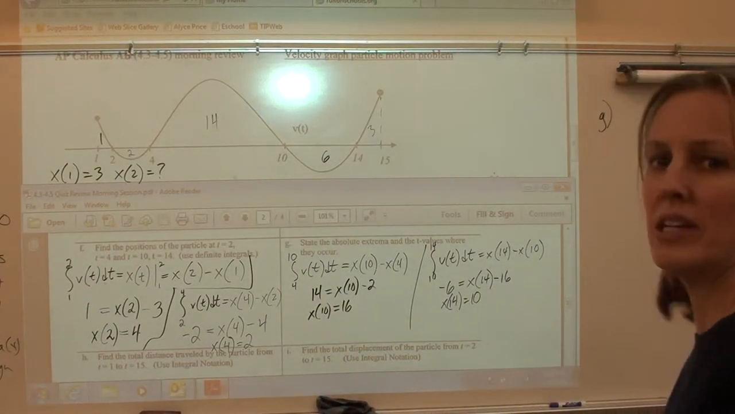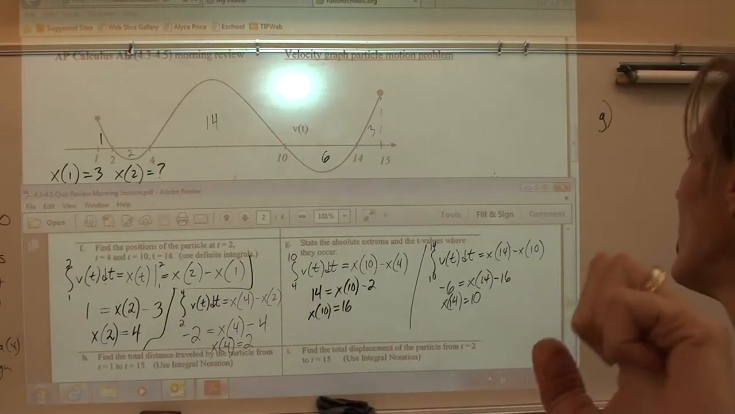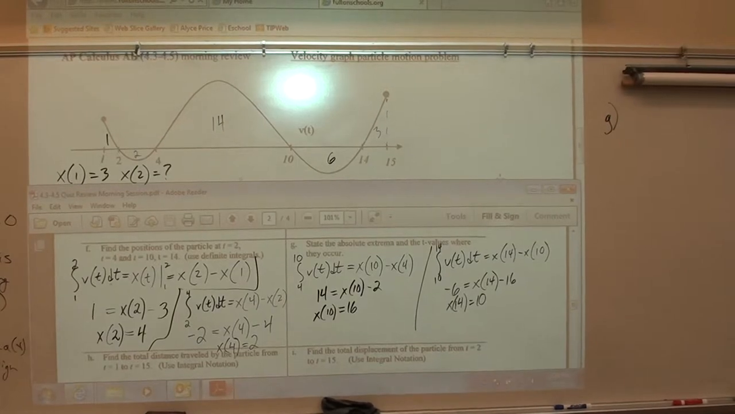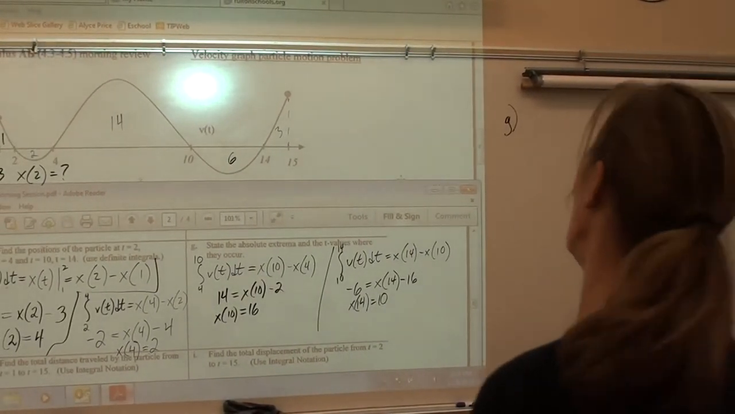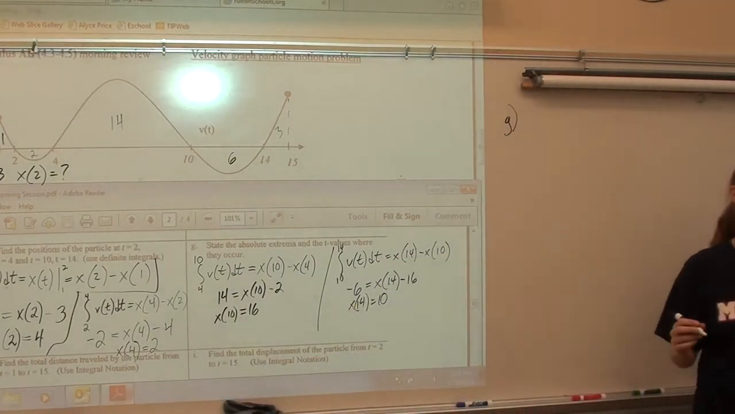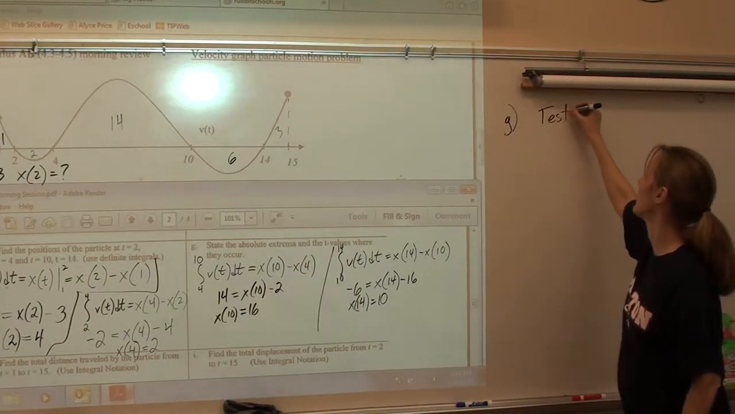All right, so we're continuing on, and we're going to do letters G, H, and I. G talks about finding the absolute extrema and the t-values where they occur. Absolute extrema of a function on a closed interval have to occur at either a what or a what? Anyone remember? Critical number or an endpoint.